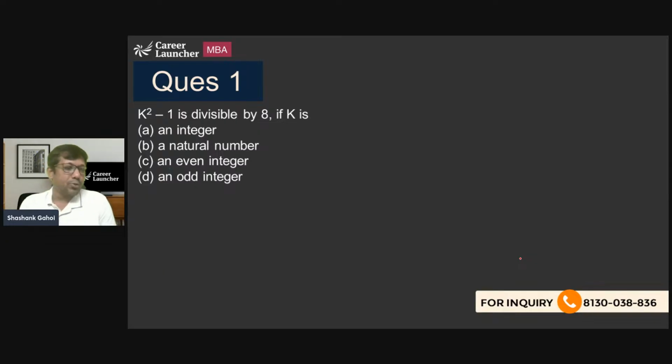The simplest approach I can take is starting with k equal to 0. If k equals 0, then 0 square minus 1 is minus 1, and minus 1 is not divisible by 8. So even integer cancels out because 0 is even. Now I'm going to put k equal to 1. 1 square is 1, minus 1 gives us 0.